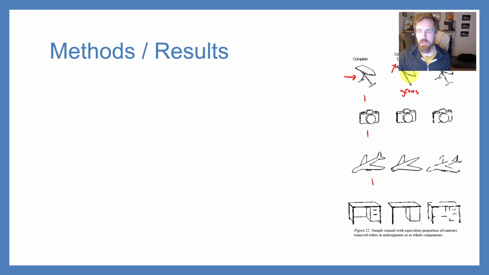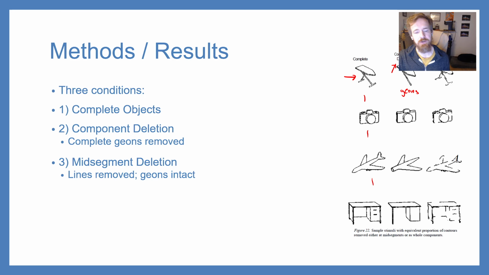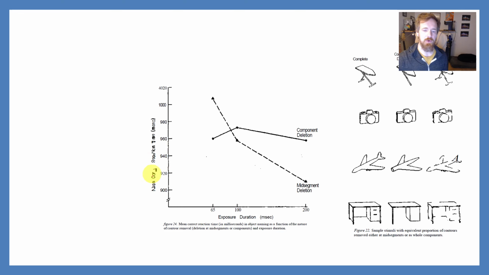So, for example, he would suspect that accuracy and reaction time would be best for component deletion, where you have some of those geons present, and worst whenever you delete some of the midsection. So let's take a look if that held up. So here is an example here. They're looking at mean reaction time. So up here, the higher this is, the slower the reaction time. The lower down here, the faster the reaction time. And then he has how quickly he exposed them to those objects.